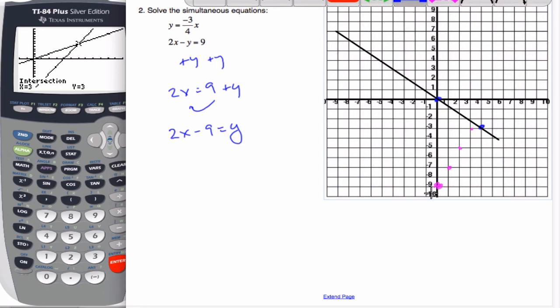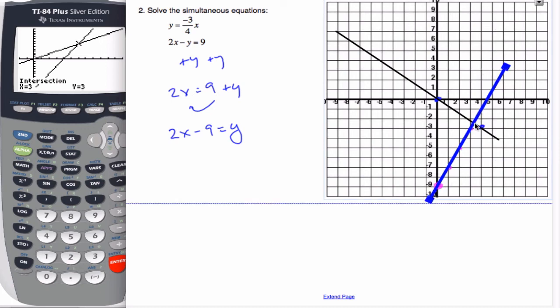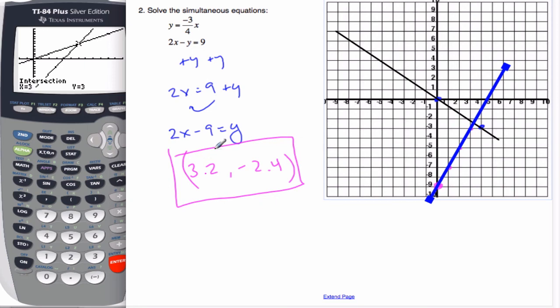Let me take the blue line. And so if I look at this, if I estimate, I should get a value of about 3.2 comma negative 2.4, let's say. Okay, there is my estimate.